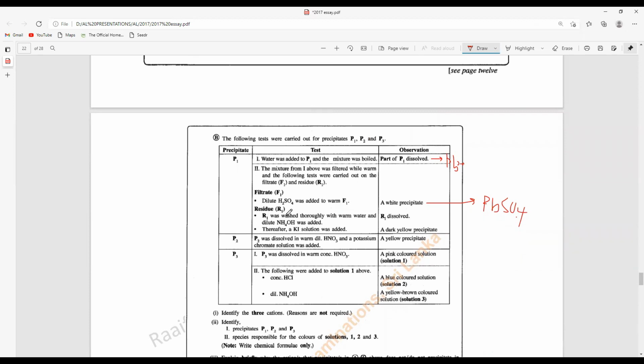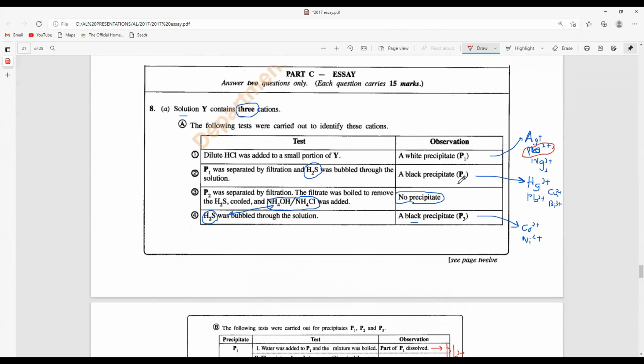The residue was first washed thoroughly with warm water, and dilute ammonia was added, and R1 dissolved. If you remember, we have already discussed that when you have AgCl and add dilute ammonia, it forms the silver diammine complex, which dissolves. This gives you the idea this should be silver plus here, right? And it was confirmed. See here, when KI was added, a dark yellow precipitate formed. You know this is AgI, which is dark yellow in color. So we confirm one is Pb2 plus, the other one is Ag plus, right?